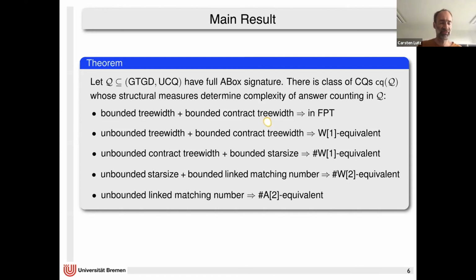So the frontier between FPT and hardness is between the first point and all other points. Bounded treewidth and bounded contract treewidth, that's what gives you efficiency of answer counting. I should also note that you might not be familiar with all these complexity classes, but as you walk through them from the top to the bottom, the classes only get increasingly harder and larger.